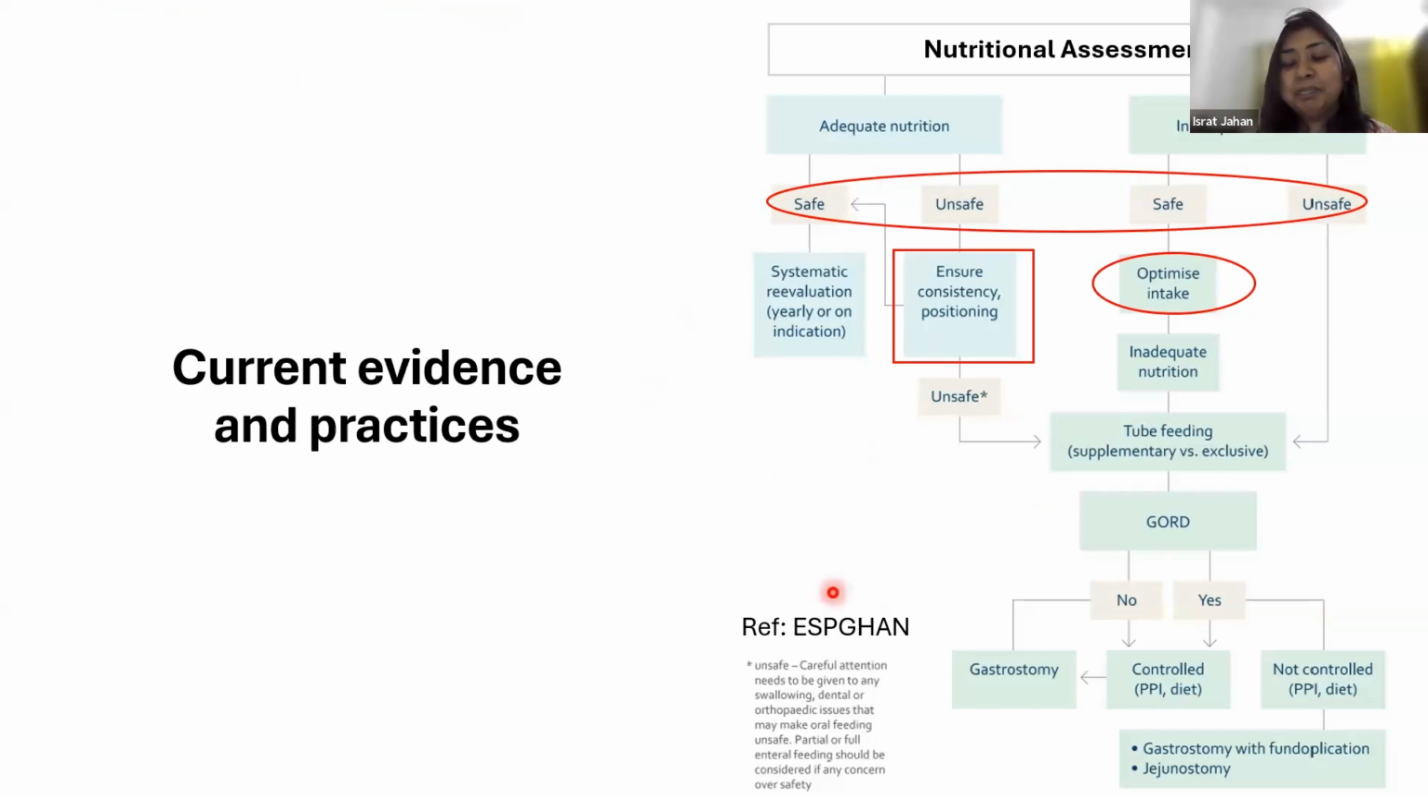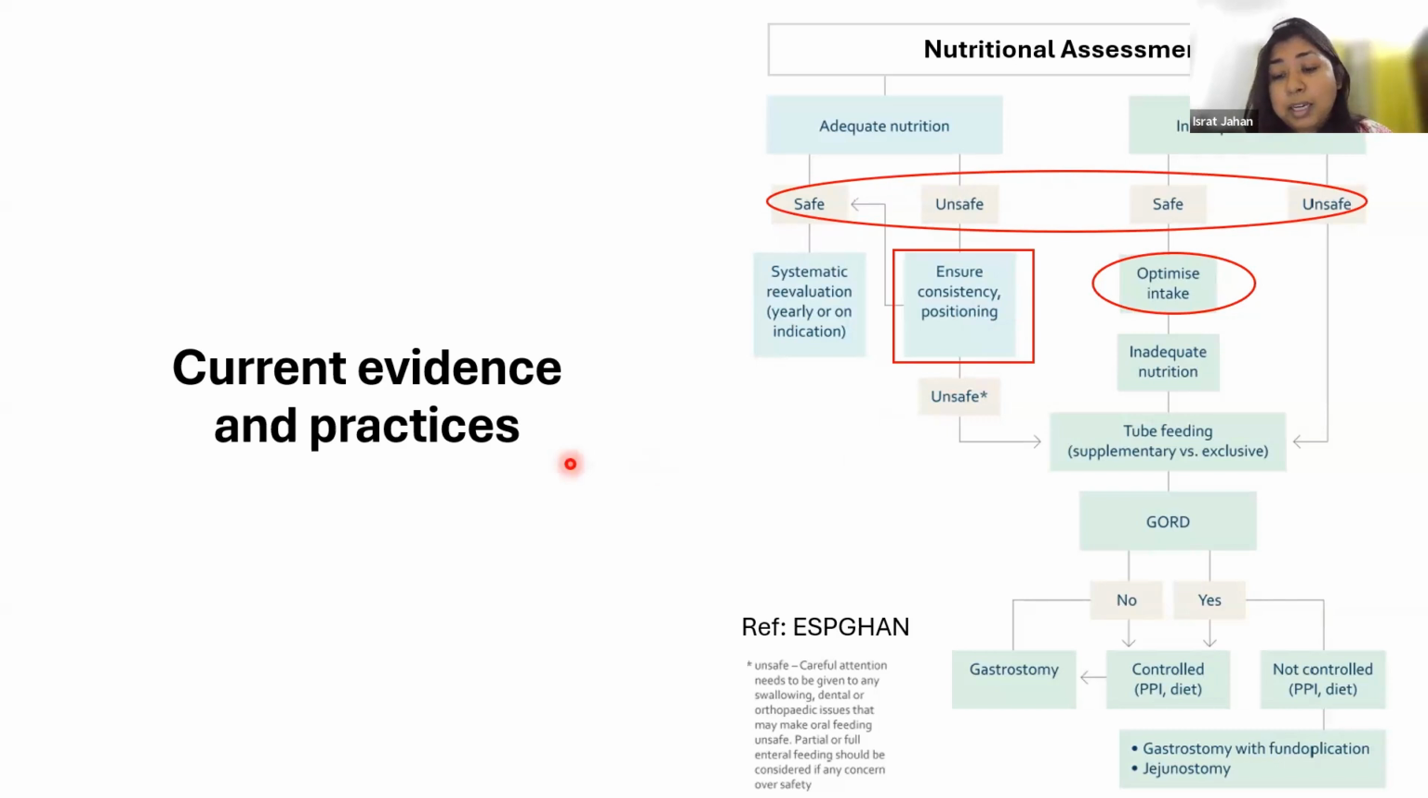Anyway, then the other thing is, when an unsafe feeding is identified, how do we decide whether it is because of the incorrect consistency used, or because of a positioning issue, or what the main reason is? How do we identify those issues?